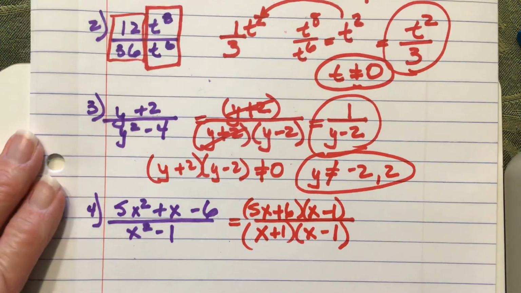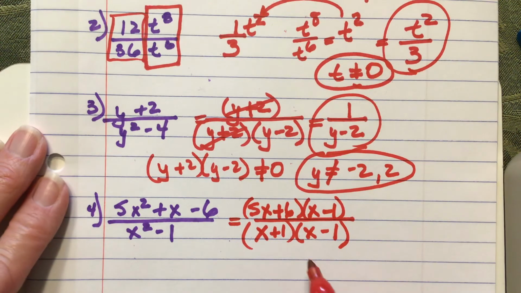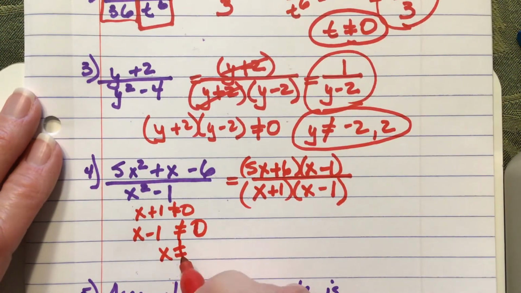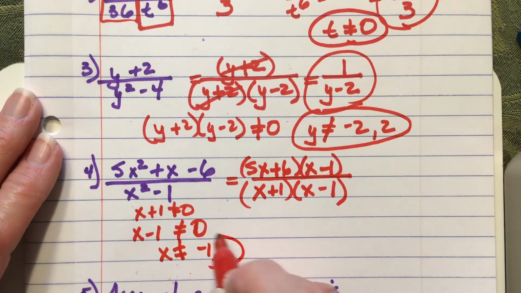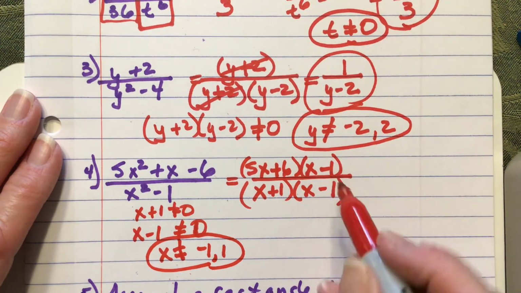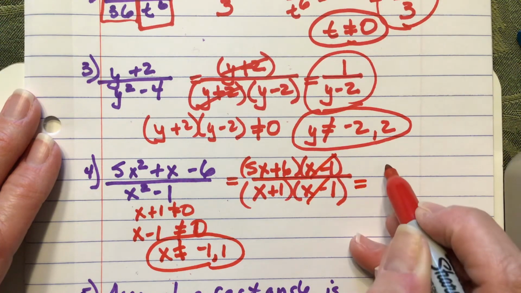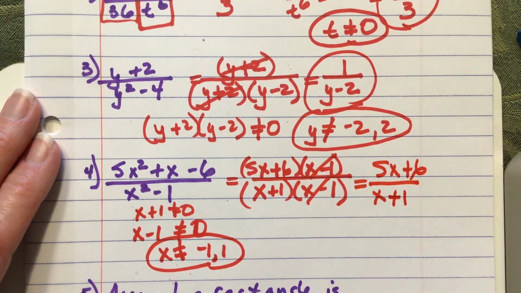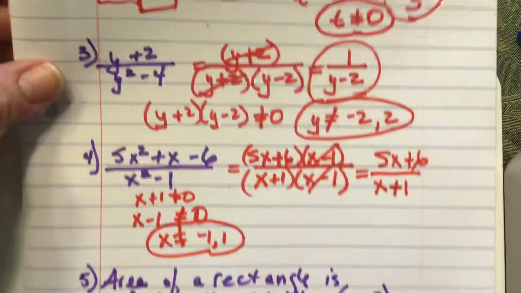So let's take a look at my denominator with my restrictions before I cancel things out. I can't have x plus 1 equal to 0, and I can't have x minus 1 equal to 0. So x cannot equal negative 1 or 1. So there are my restrictions just from my original factoring. Now I'm going to see if I can cancel things out. Well, I have an x minus 1 on the top and the bottom. I'm canceling that out. So I have 5x plus 6 over x plus 1, and then I'm done.